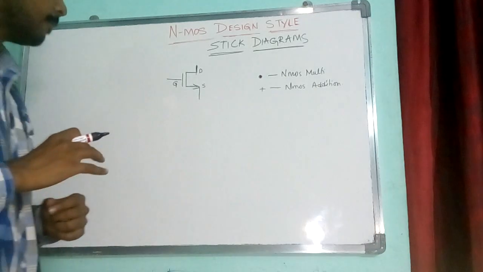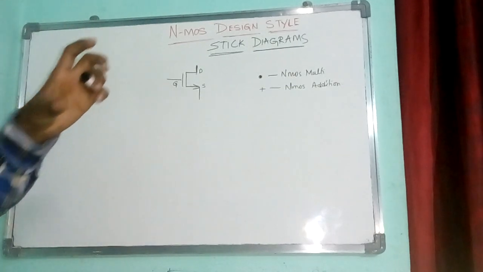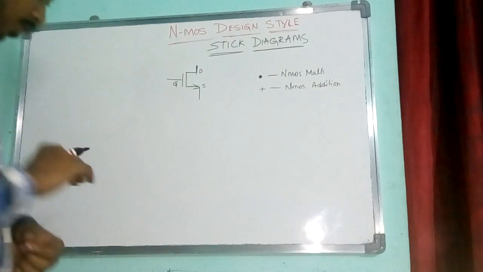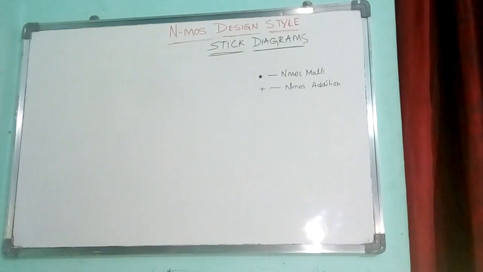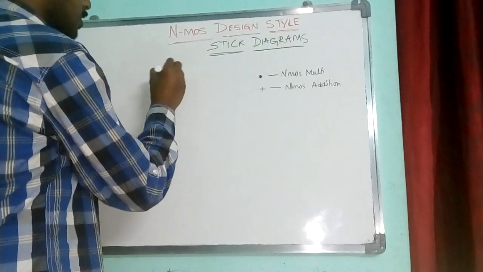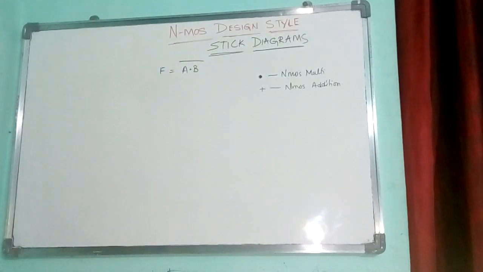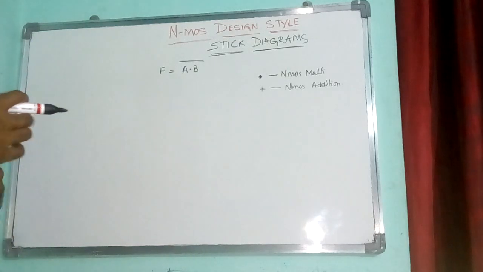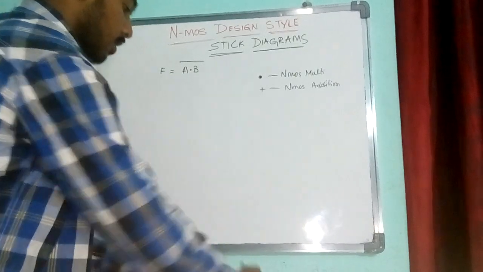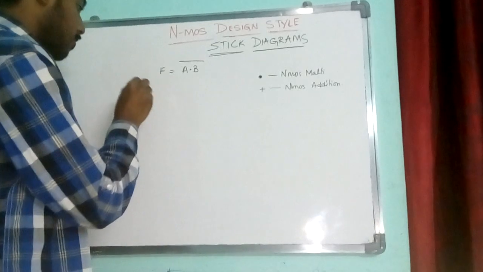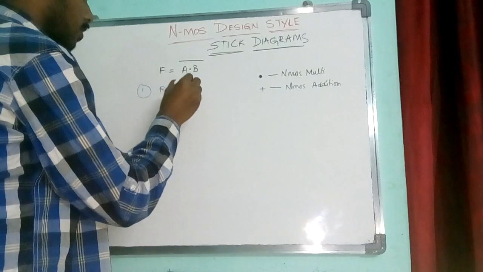Basically, under Nmos only, we have two types of design styles. Suppose I consider a circuit of a NAND gate, with the function F equals A dot B bar. I need to design the Nmos design style for this circuit. Now here, the first thing is the resistive load.